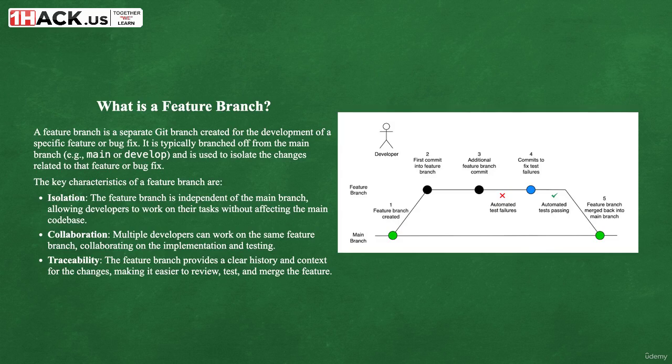The feature branch is independent of the main branch, allowing developers to work on their tasks without affecting the main codebase. This means that changes made in the feature branch do not impact the main branch until the feature is ready to be merged.